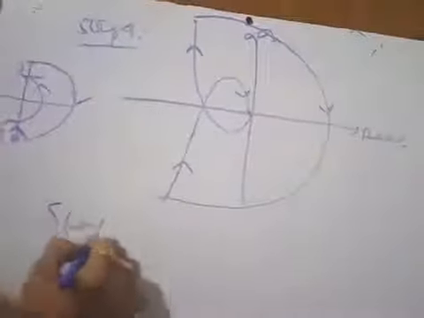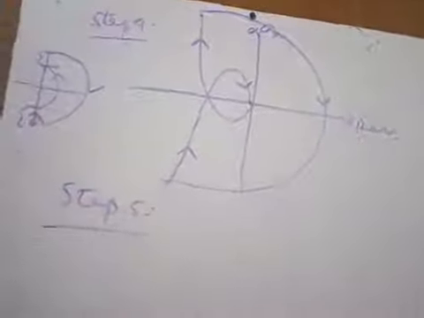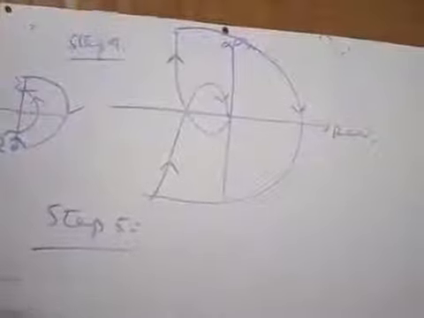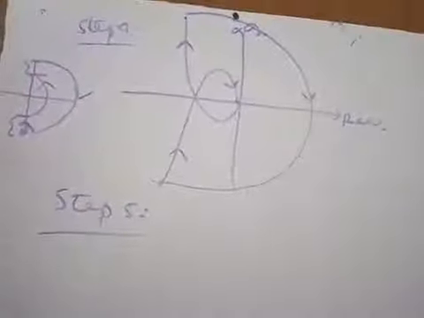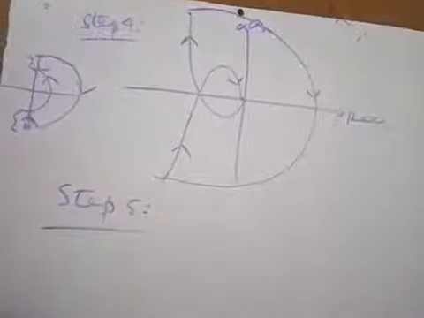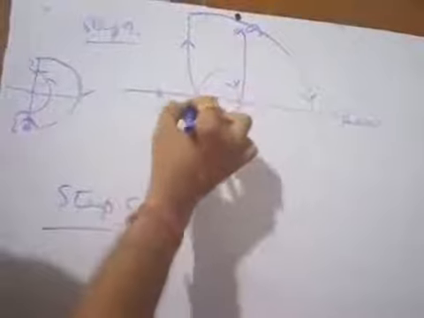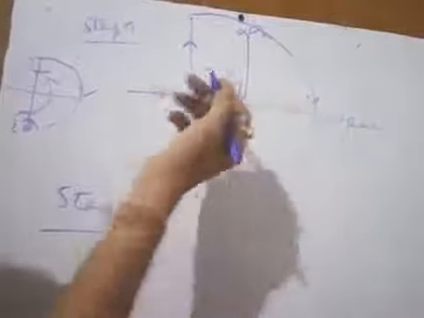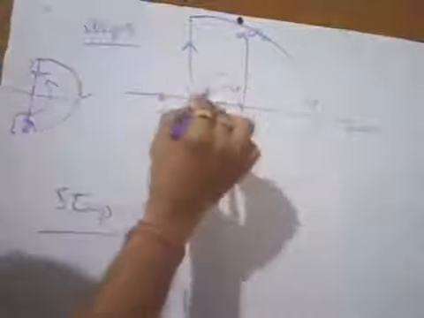Next we have to find out the stability of the system. In order to get the stability of the system, we need to locate the minus 1 plus j0 point. So what is that minus 1 plus j0 point? Is it there? But before you find this minus 1 plus j0 on the real axis, you need to find out this value.